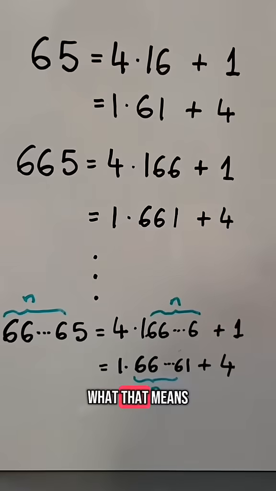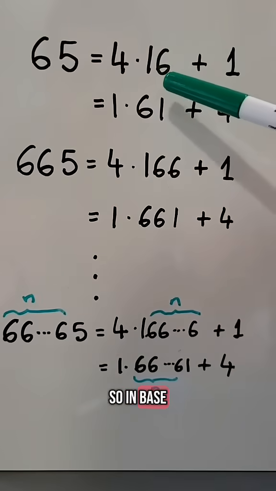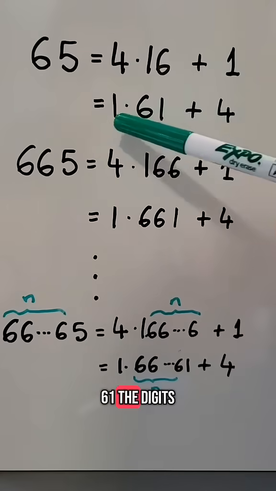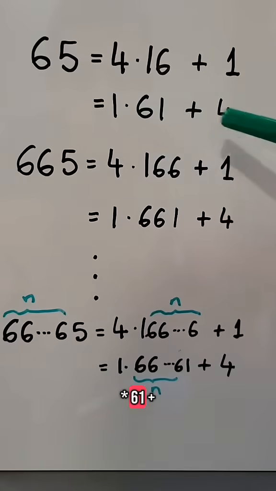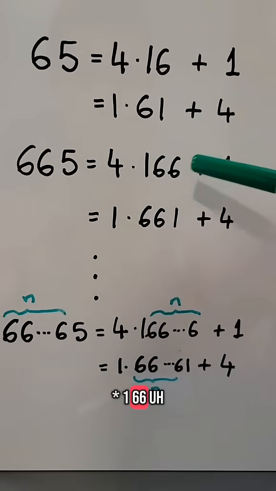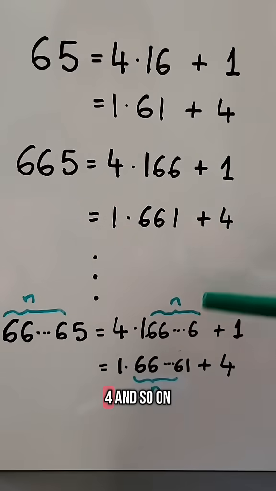By the way, what that means is that 65 is 4 times 16 plus 1. So in base 16, the digits are 4 and 1. And in base 61, the digits are 1 and 4. So it's 1 times 61 plus 4. Similarly, for 665, it's 4 times 166 plus 1, and 1 times 661 plus 4, and so on.